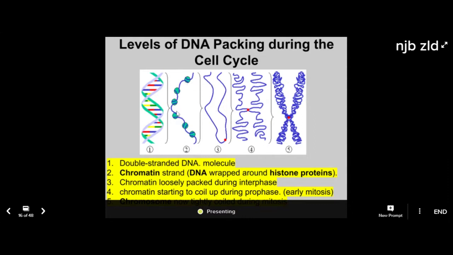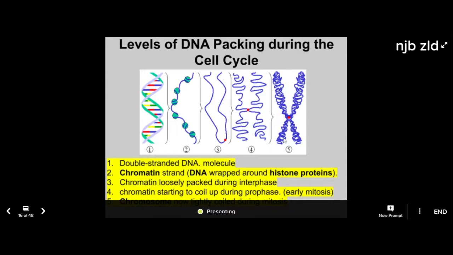And for the most part, during interphase, when a cell is doing its jobs and making proteins and doing the work it needs to do, it needs the DNA to be uncoiled, to be available. So all those genes that are part of the DNA are available to be used to help the cell do its work during interphase. So like number two and three, that's how nicely uncoiled the DNA is during interphase. But as the cell gets ready to divide, to go through mitosis, it starts to pack things up really, really tightly to coil the DNA up in four and five.